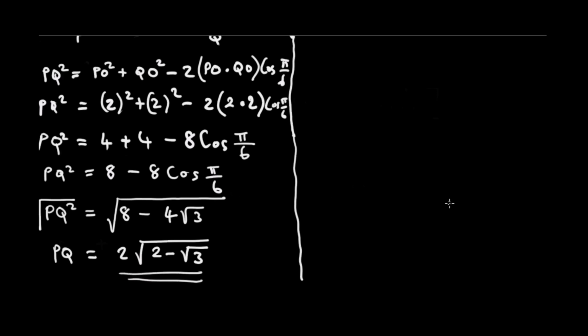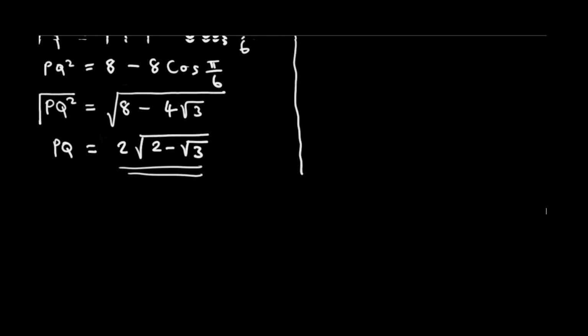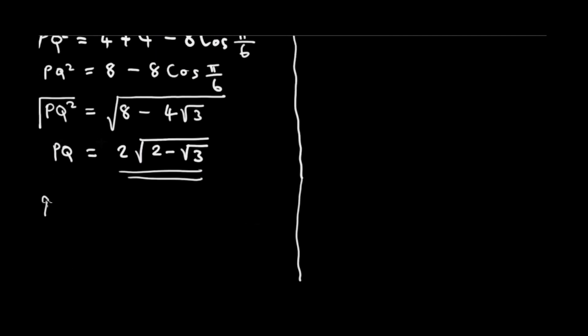So we want to go back to our relationship to see what our final answer will be. This is our relationship: perimeter is equal to perimeter of circle minus arc length plus chord PQ. So we want to find the final perimeter, so we say perimeter. This is the perimeter of the cross section.